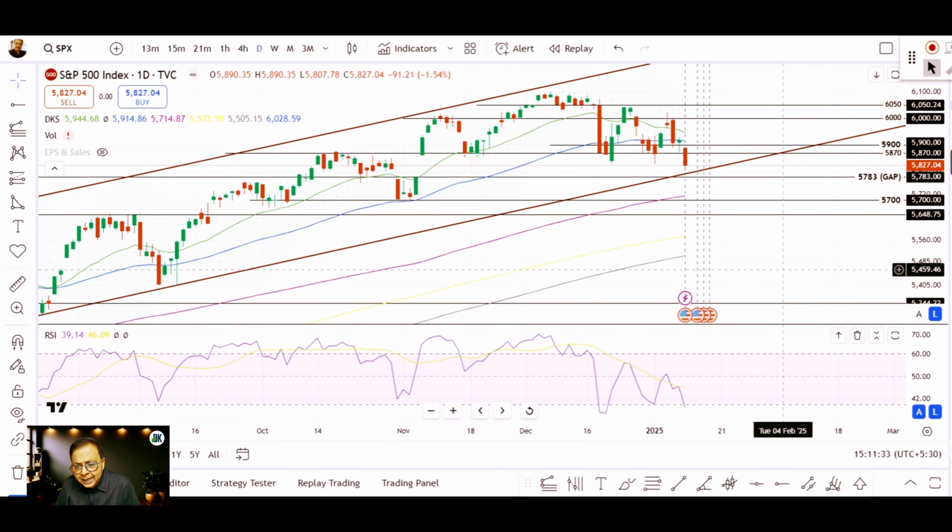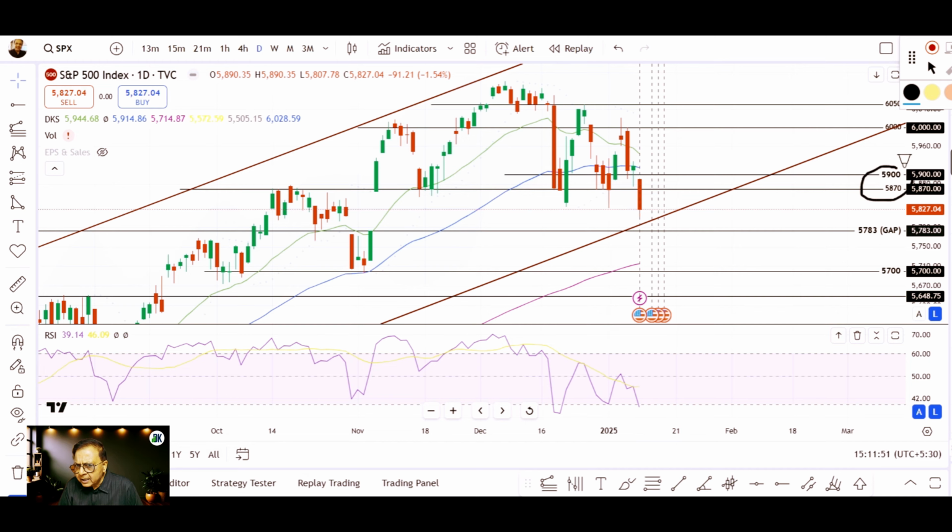One resistance area is immediately at 5870, where the price has taken support over here. This was the important resistance area. Once again, the price has taken support. So on an upside move, 5870, and again this important area is 5900. So 5870 to 5900 is the immediate supply area, and even EMA 55 is currently reading as 5914.86. So this becomes the immediate resistance area.